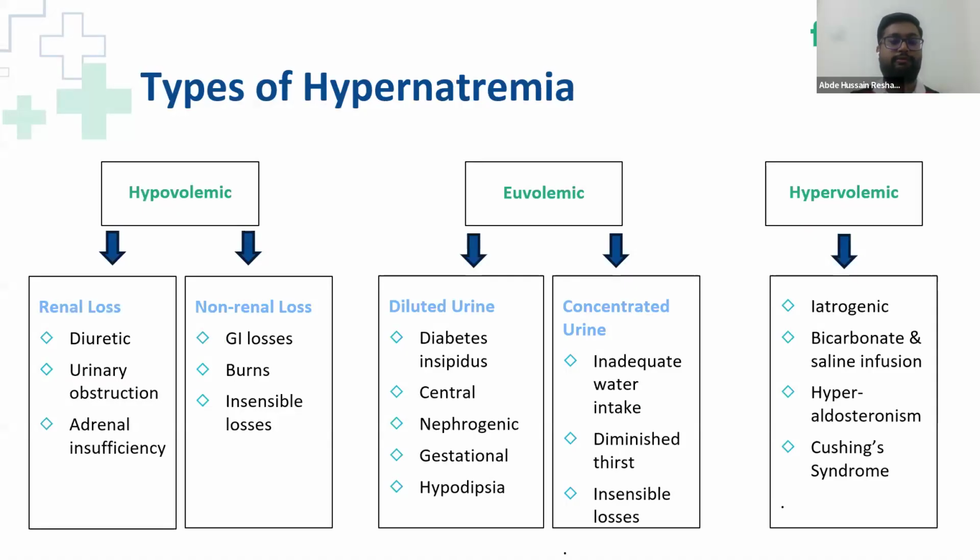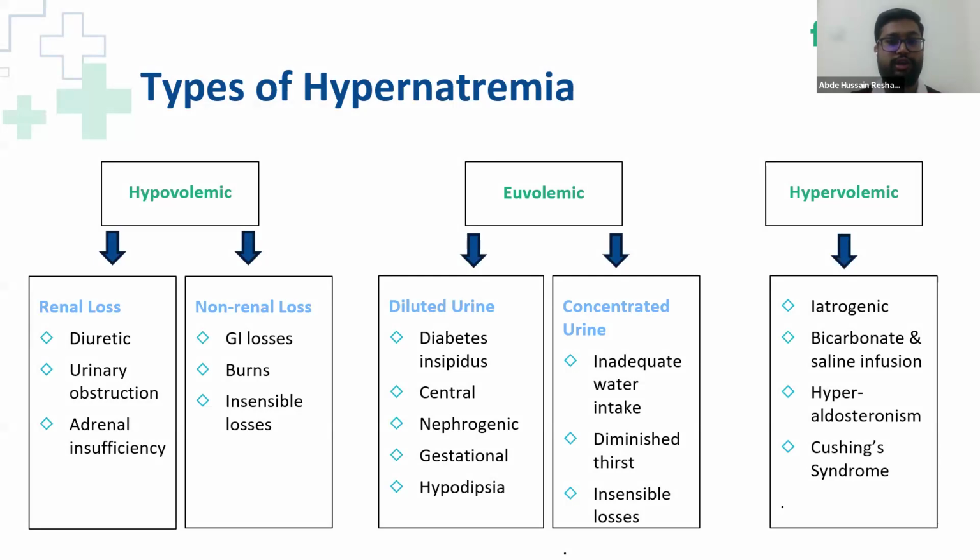Now, what are the different types of hypernatremia? We can categorize this into three simple terms. Either it could be a hypovolemic hypernatremia, a euvolemic hypernatremia, or a hypervolemic hypernatremia. In hypovolemia, as the name suggests, there's an excessive loss of water compared to the solute loss. So what are the two reasons? It could be either renal loss or a non-renal loss.